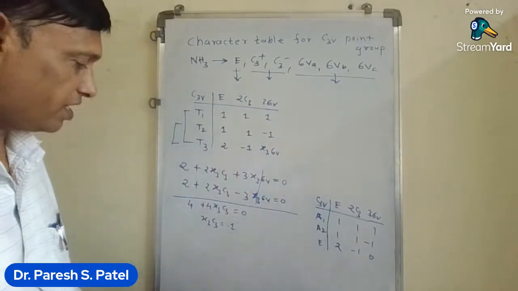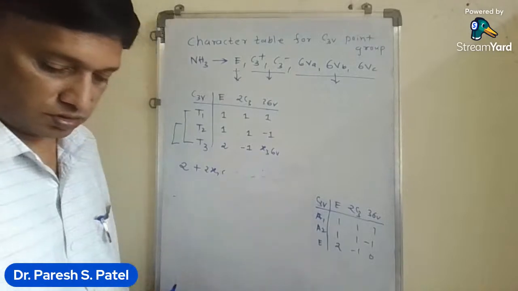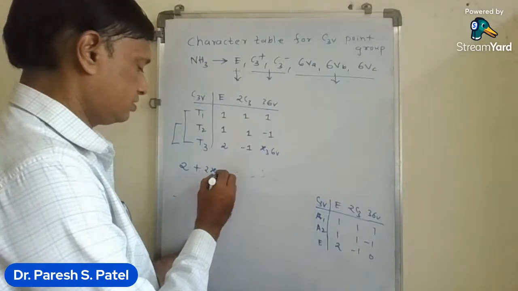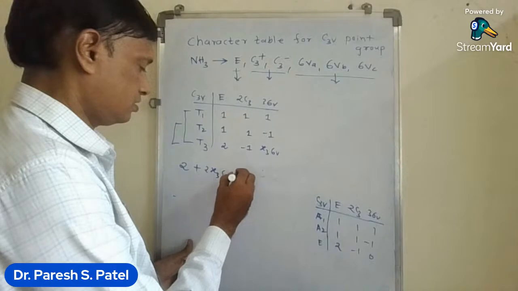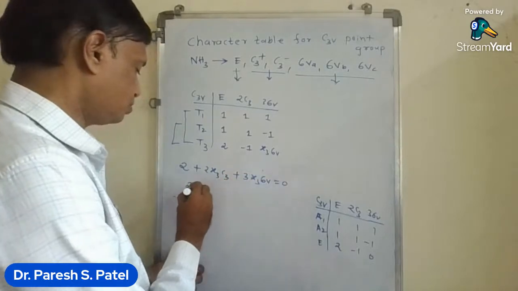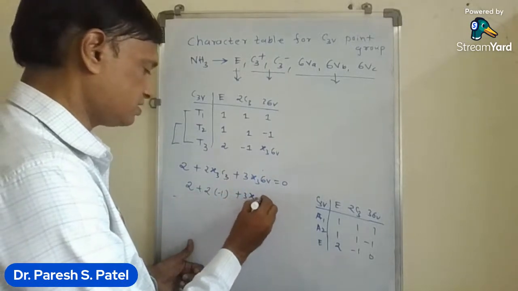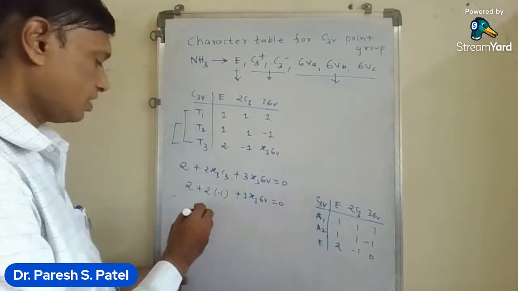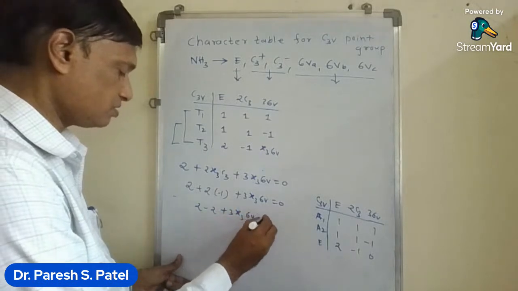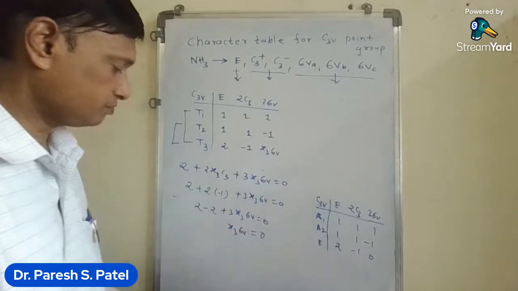Now substitute this value in the above equation. 2 plus 2 into minus 1 plus 3 character 3 sigma V is equal to 0. It means 2 minus 2 plus 3 character 3 sigma V is equal to 0. It means character 3 sigma V is equal to 0.